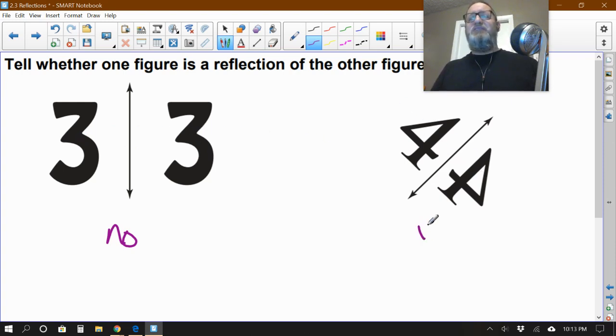Now, this one is a yes. Yep, that's a reflection, because if you tilt your head again, this 4 is backwards compared to this one. So, yep, it was flipped over to create the other 4 across this line of reflection.